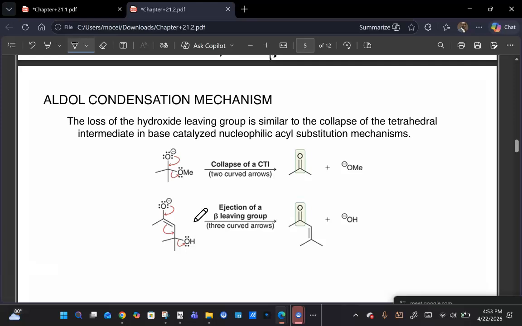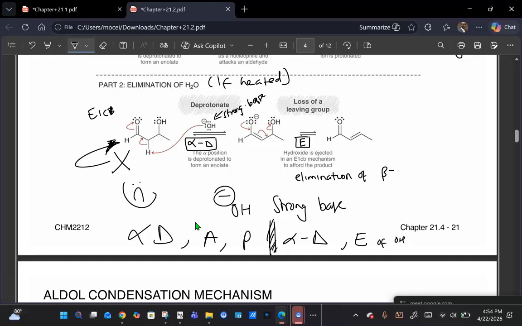So a loss of hydroxide leaving group is similar to the collapse of the tetrahedral intermediate. We talked about that. Yes, I agree. So there's nothing much they are saying here. Only that for me, I wanted this to be an E1CB. When I say E1CB, it means that I would have taken out this hydrogen, put a negative charge, and then in a separate step, kick out the OH. They're just going all the way.